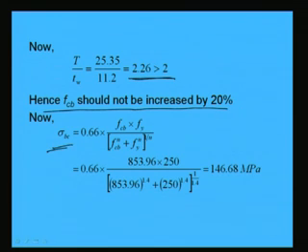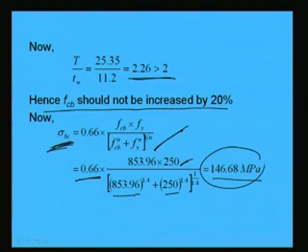So, sigma BC can be calculated from this formula, that is 0.66 into FCB into Fy by (FCB to the power n plus Fy to the power n) whole to the power 1 by n. So, in this way sigma BC can be found. What will be the sigma BC? That is 0.66 into FCB value, 853.96, into 250 by (853.96 to the power 1.4 plus 250 to the power 1.4) whole to the power 1 by 1.4, which is becoming 146.68 MPa, right. So, we are getting sigma BC value, that is permissible bending stress in compression, as 146.68 MPa.